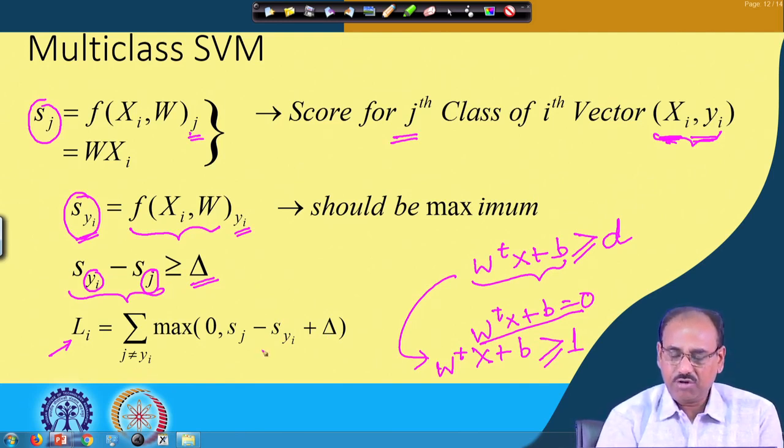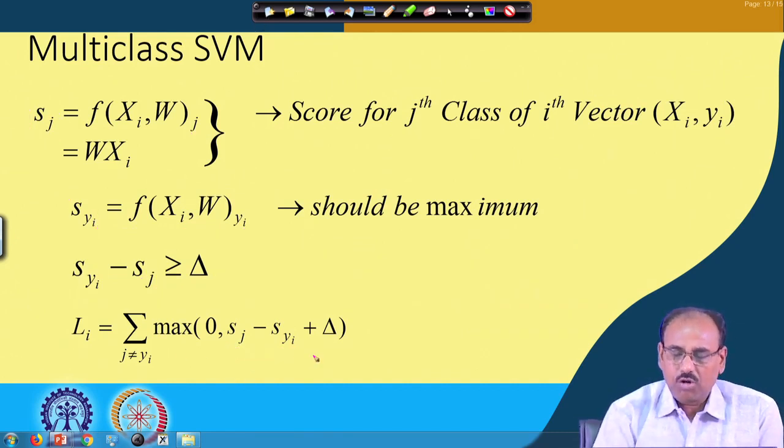So, here you find that if S_j minus S_yi equal to 0, then since delta is a positive constant greater than 0, the output will be delta. Whereas, if S_j minus S_yi is minus delta, that means S_yi minus S_j is equal to plus delta, then S_j minus S_yi plus delta will be equal to 0, and the max function output will also be 0. It will remain 0 as long as S_yi minus S_j is greater than delta, that is, S_j minus S_yi is less than minus delta. For all those cases, the max function gives an output 0, and the contribution to the loss function L_i will also be 0. And L_i will be positive as long as the margin is less than delta.